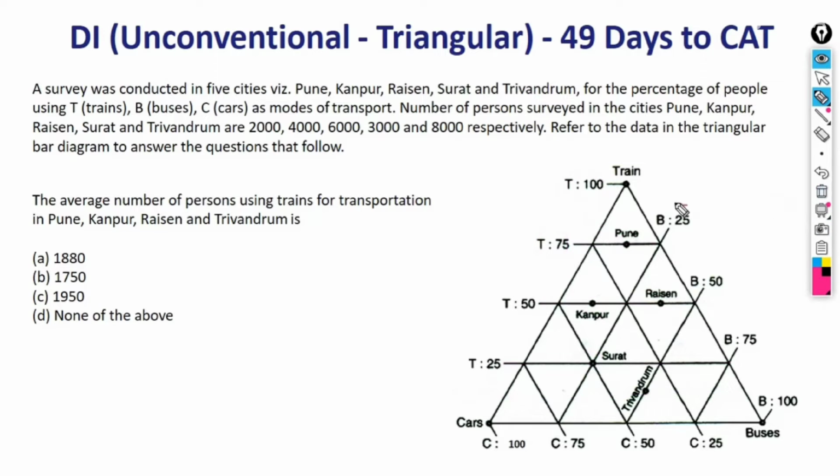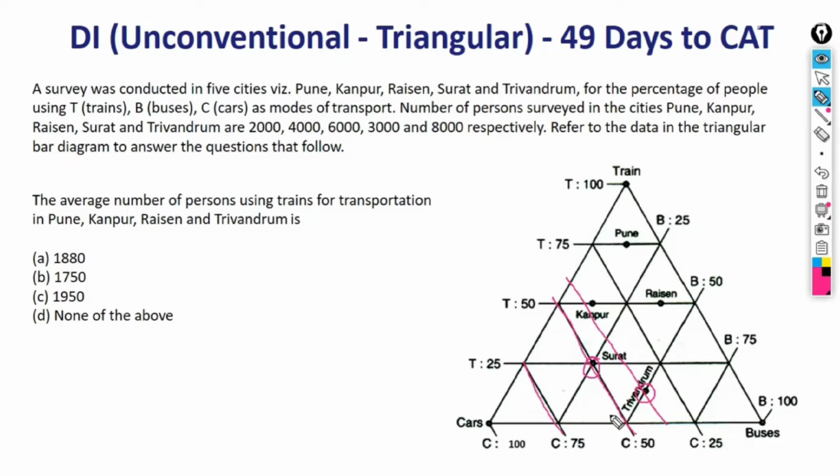Similarly, let's see buses. These lines are representative of buses. For example, if you see this line, it has Surat here. So Surat, 25% of the people use buses. In Trivandrum, 50% of the people use buses, right? And finally, these lines are representative of cars. For example, Surat, 50% of the people use cars. If you draw a parallel line here, this is between 25 and 50. So 37.5% people in Trivandrum use cars, right? So I hope the interpretation is clear.